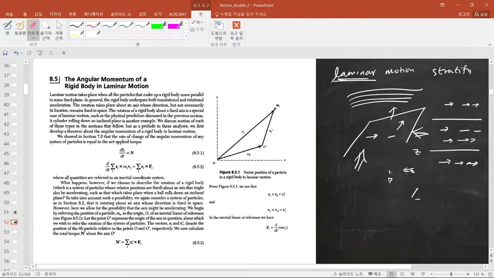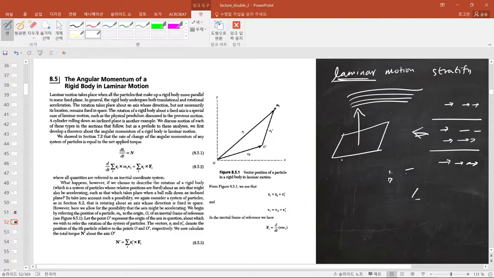Sometimes this axis, because if you have a plane, you can always consider an axis here, which is perpendicular. It means that all the particles move perpendicular to this axis. But this axis itself can move parallel. The direction is fixed. Okay, the direction is fixed, but it can parallel transport itself.